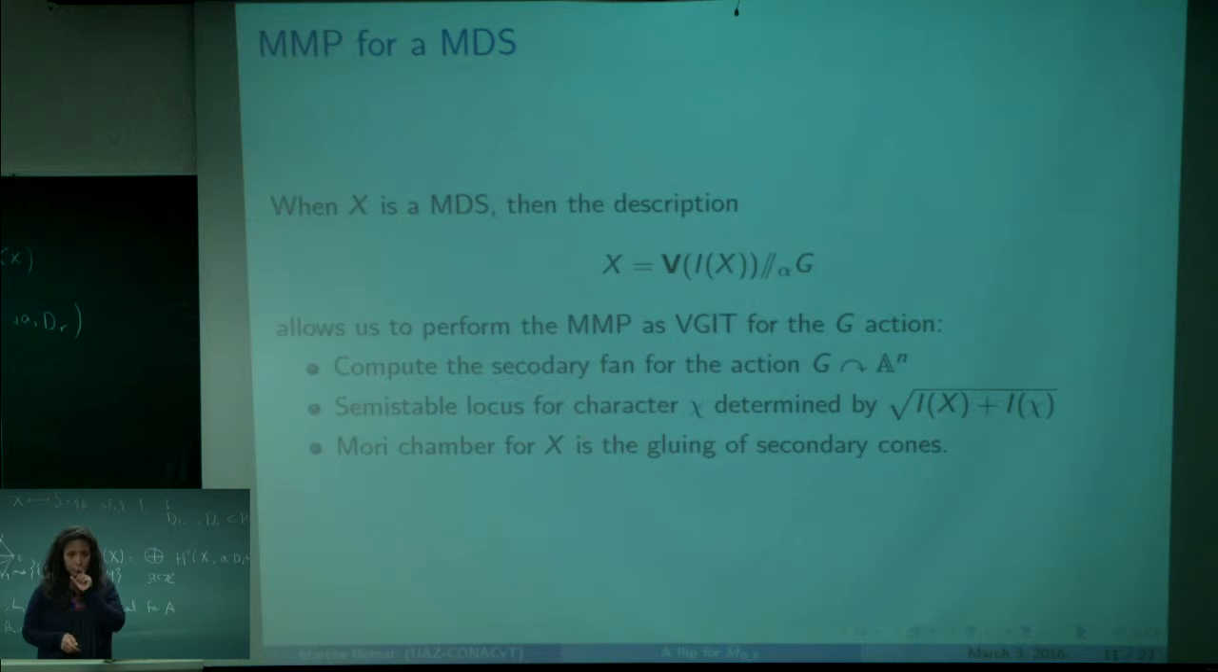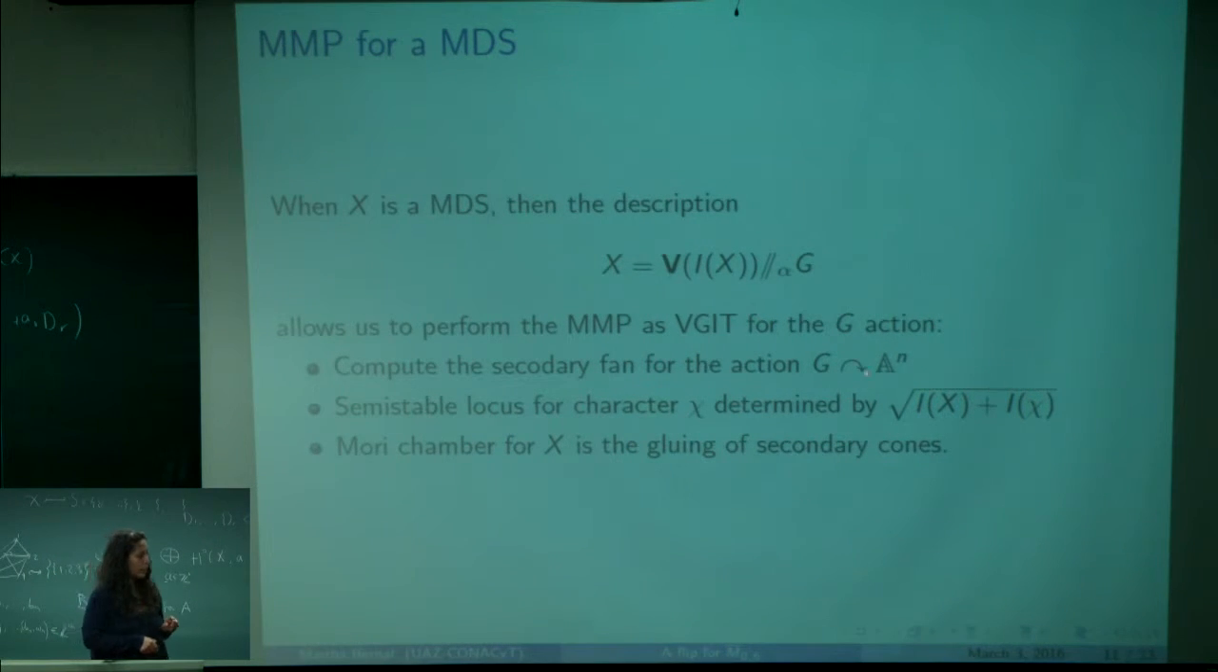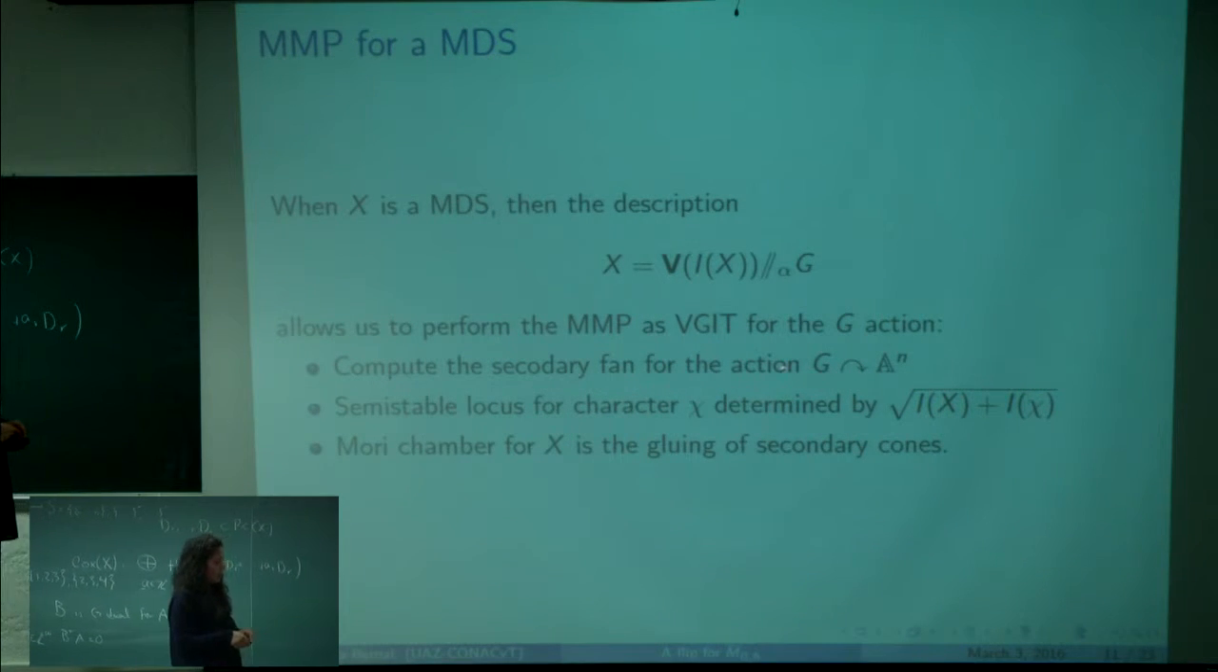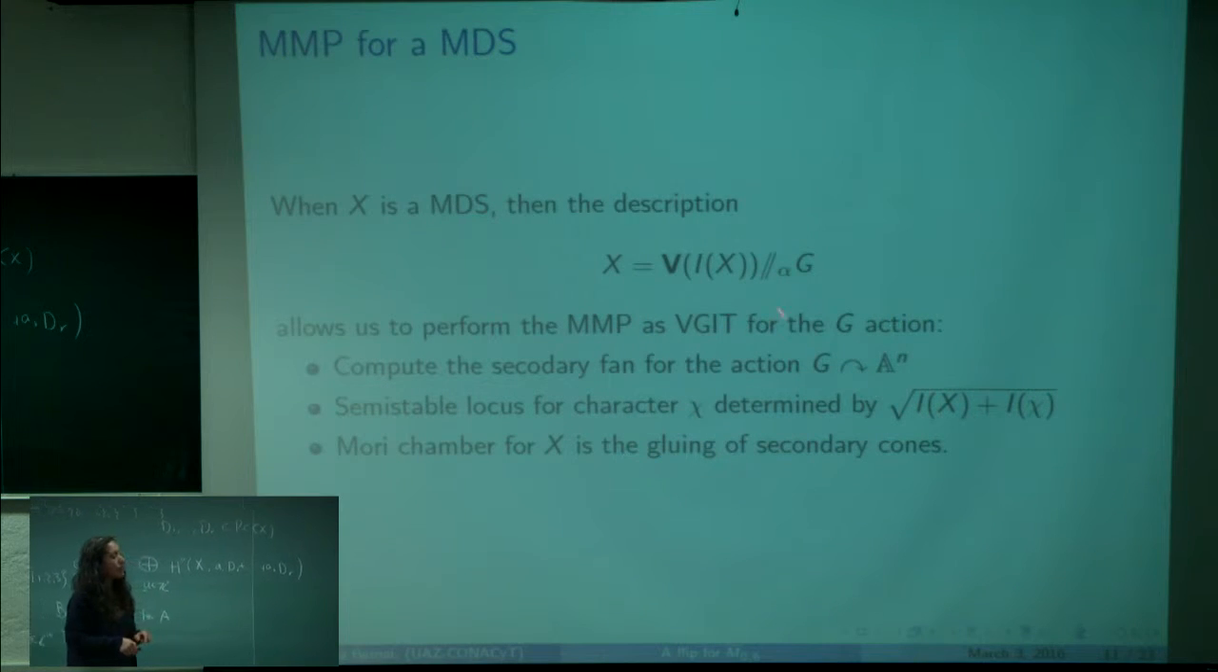Sounds, yep? When you say Mori chambers and secondary cones, it means that in the secondary subdivision there are cones which can glue together and give the same minimal model? Yes, so I'm saying that you should first compute the secondary fan for the G action on the affine space. So if you want the variation of GIT chamber decomposition for that action, you get the secondary fan. But this is going to be a decomposition of the effective cone of X. But it's not going to be the decomposition into Mori chambers.